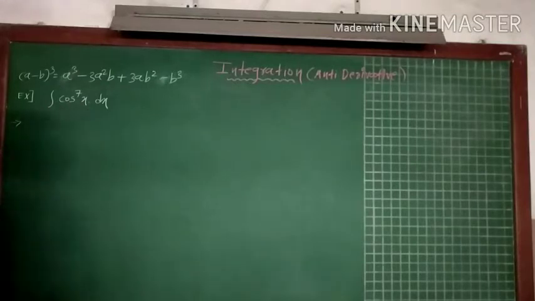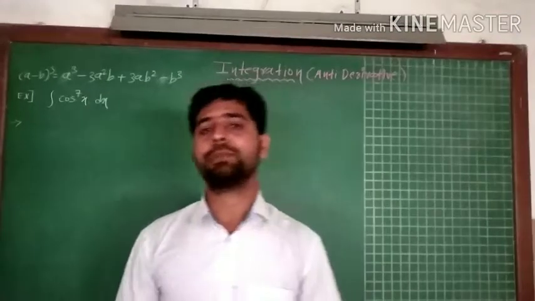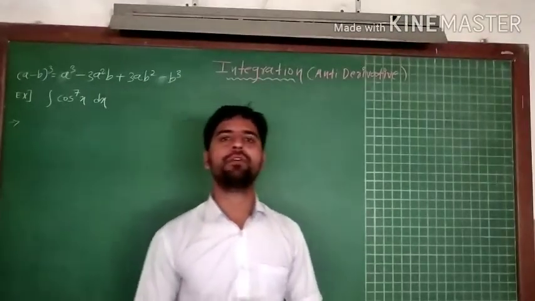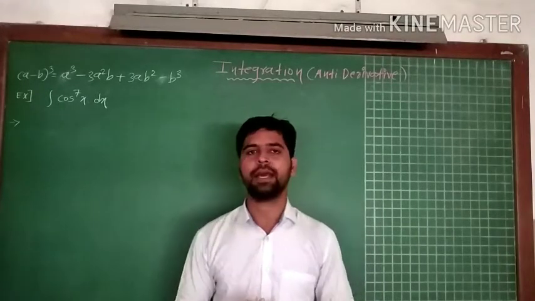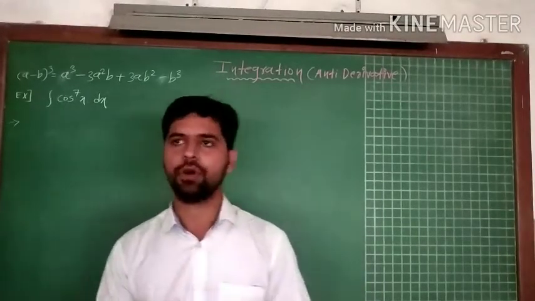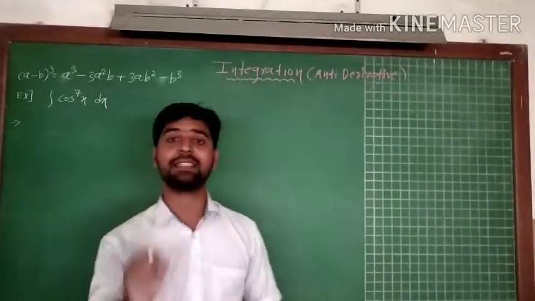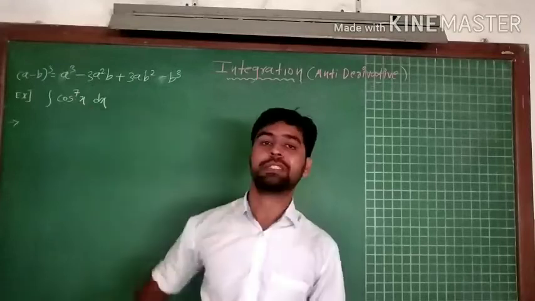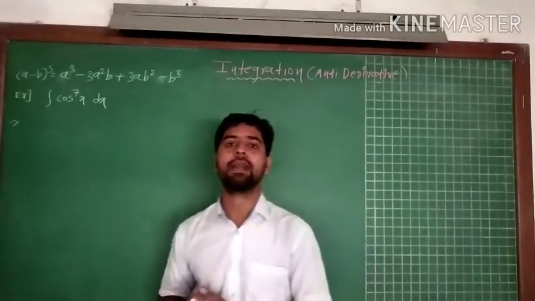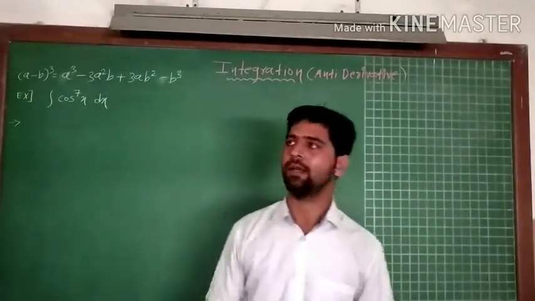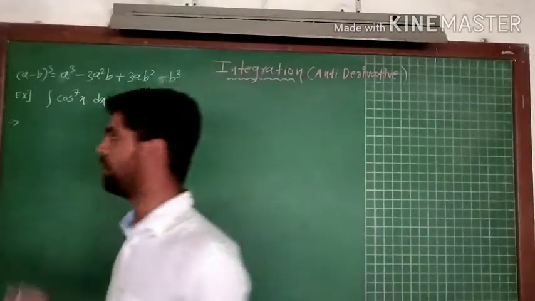integration of cos raised to 7. Now cos has power 7, right? Then you will ask me why we cannot use the direct formula of x raised to n. Correct? Why can't we apply the x raised to n formula here? Because the x raised to n formula is applicable only when your base x is an algebraic function. But cos is not algebraic, your cos is a trigonometric function. So that's why we cannot apply the x raised to n formula directly here. So here we will use the substitution method.